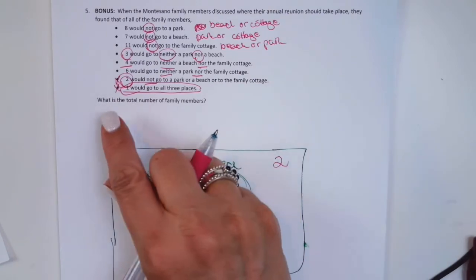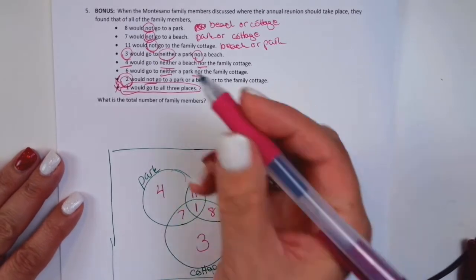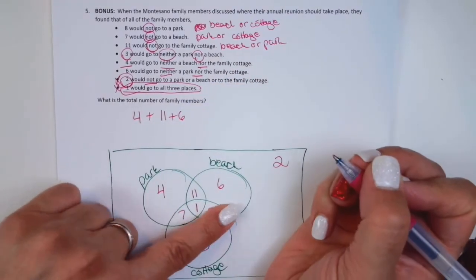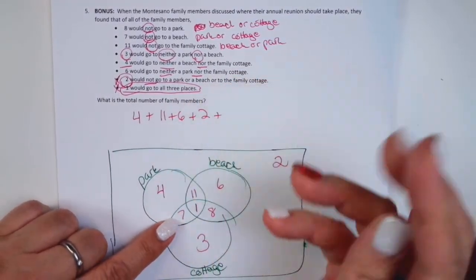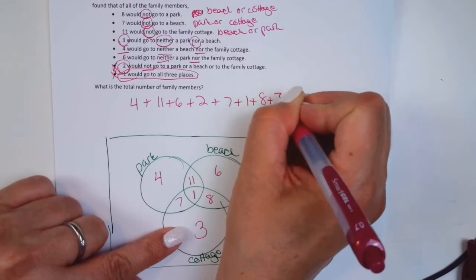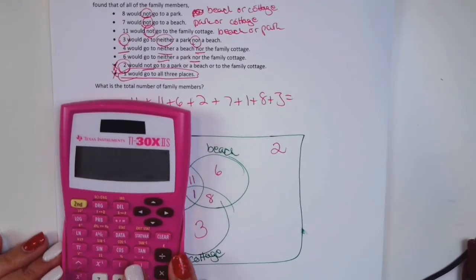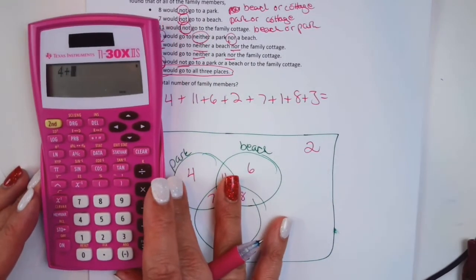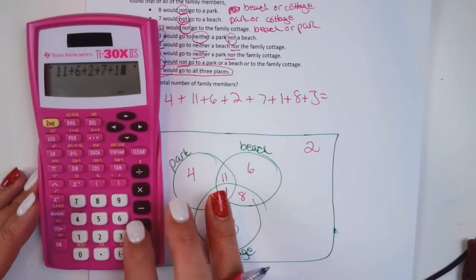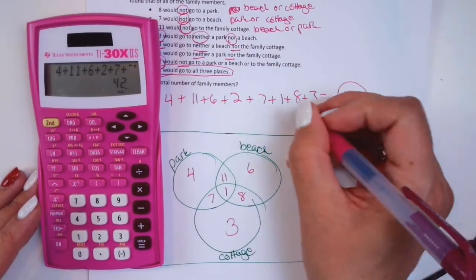Now, it's asking what is the total number of family members. The total number of family members we're going to add up. 4 plus 11 plus 6. And we have to remember these two who didn't want to go in any of these three places. 7, 1, 8, and 3. 4 plus 11 plus 6 plus 2 plus 7 plus 1 plus 8 plus 3 is 42. So they have 42 family members.